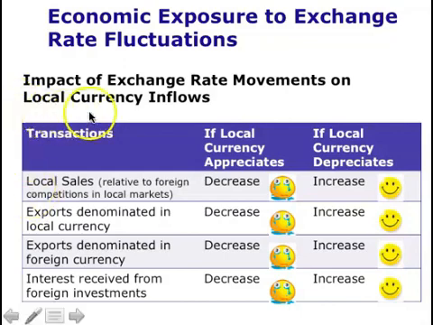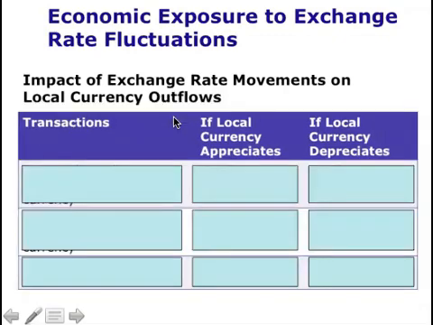So remember, here we are talking about local currency. Every time you receive a foreign currency from any international transaction, you must convert it to local currency. By the time you convert to local currency, you are able to know whether you have an increase or decrease in the cash inflow. Okay, so now we are going to move on to another section.